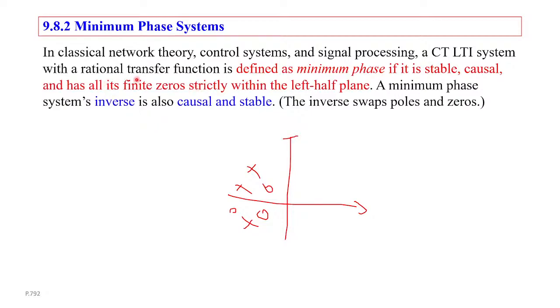Any questions? Yeah, we say finite zeros because it might have a zero at infinity. That's okay.